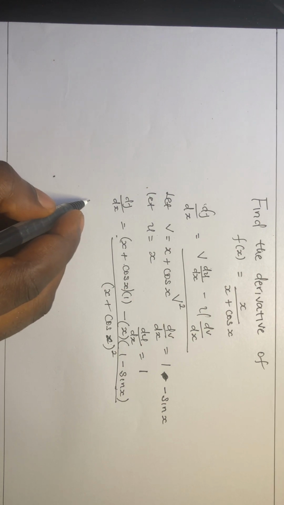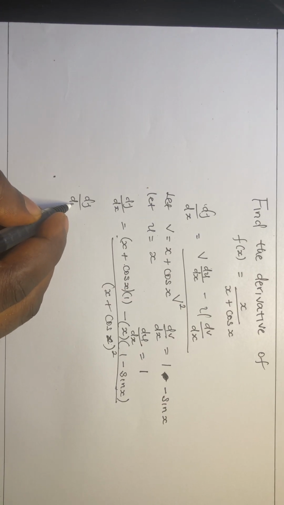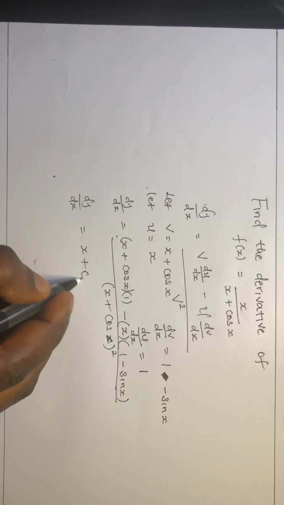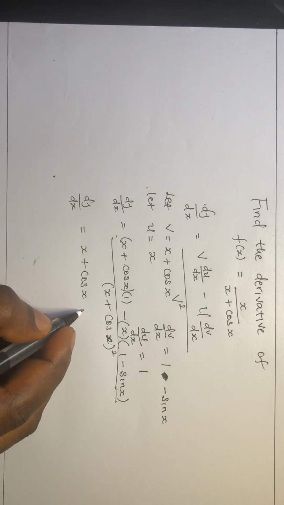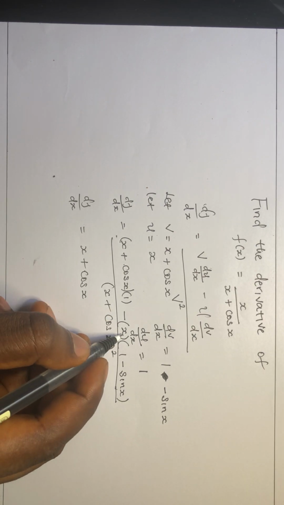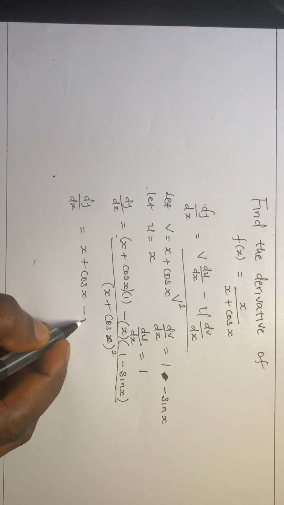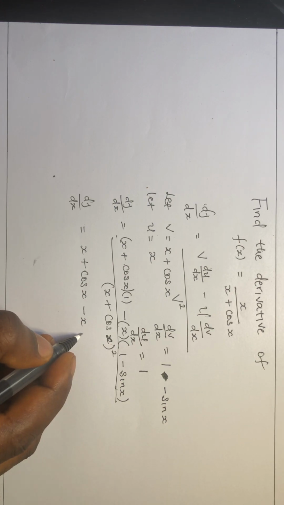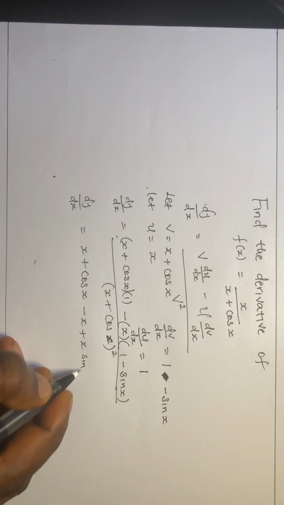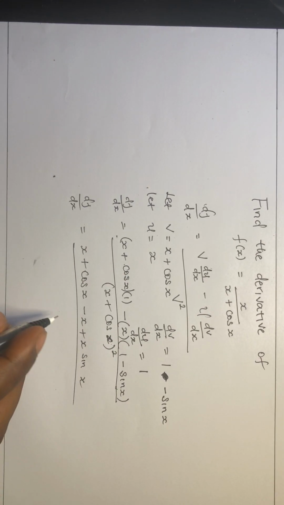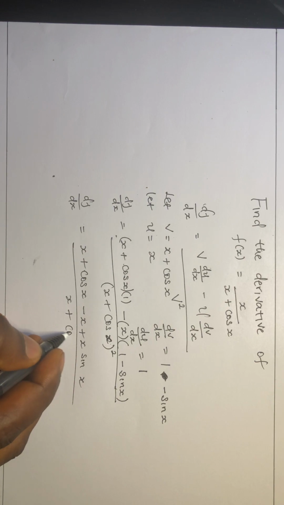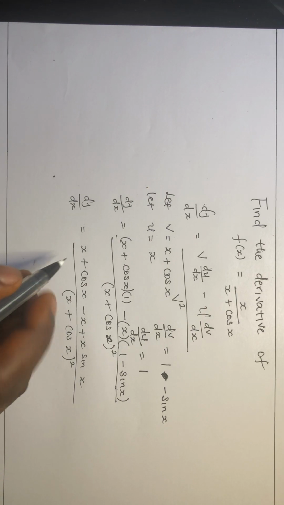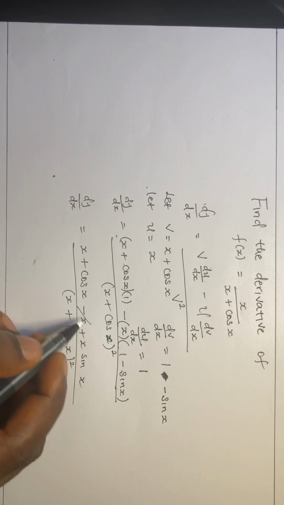So we have that dy/dx will be equal to, when we multiply everything by 1, we have x plus cos x. Then do not forget we have negative x here, times 1, we have negative x. Then when negative x multiplies by negative sine x, we have plus x sine x. So we're dividing all through by x plus cos x all squared. Now we can take out positive x and negative x.